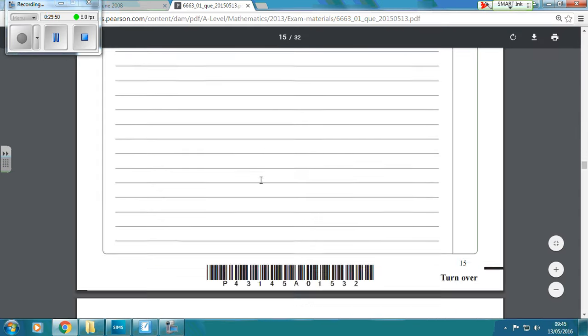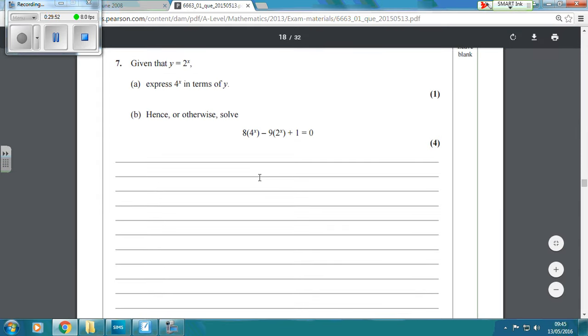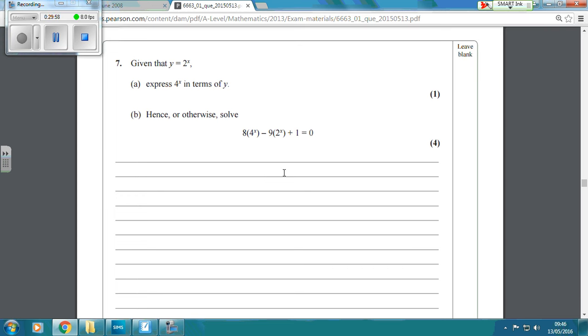Right, now this one's done notoriously badly. So you know that y equals 2^x, and you've got to express 4^x in terms of y. Now you get questions like this in terms of logs and exponentials in C2. So we've got to get it looking like 2^x, but we've got 4^x. What we can say though is 4 is the same as 2 squared.